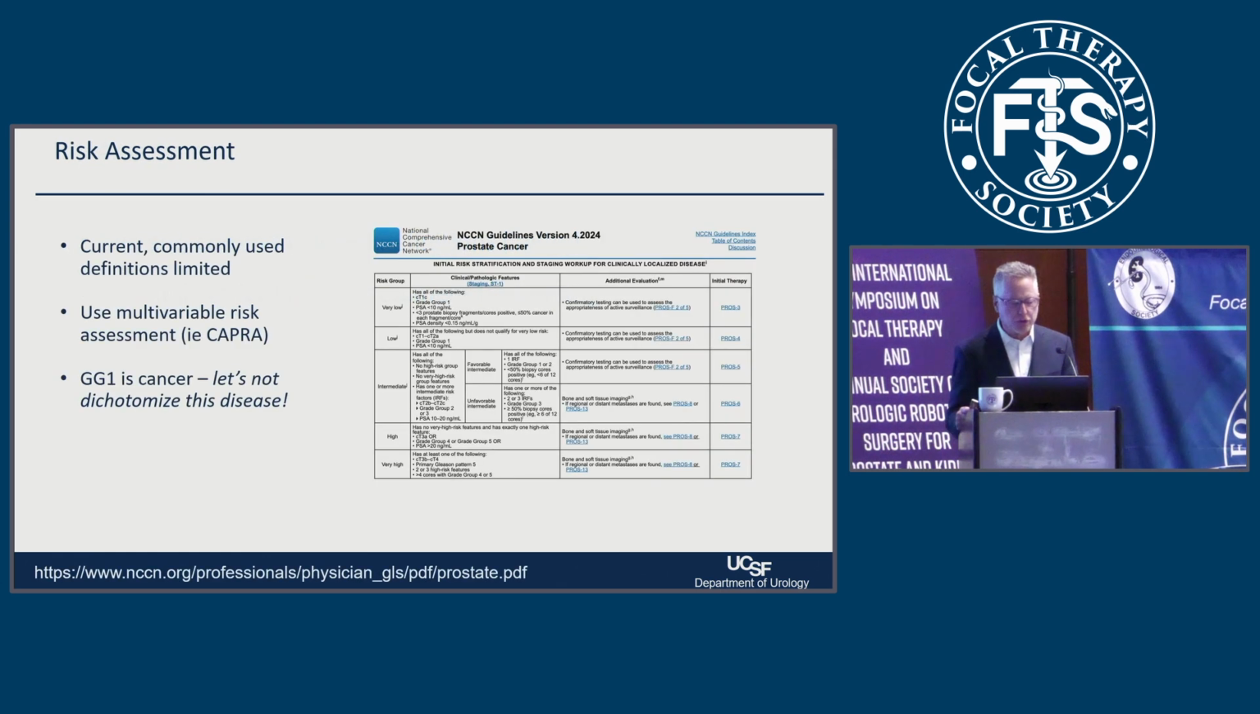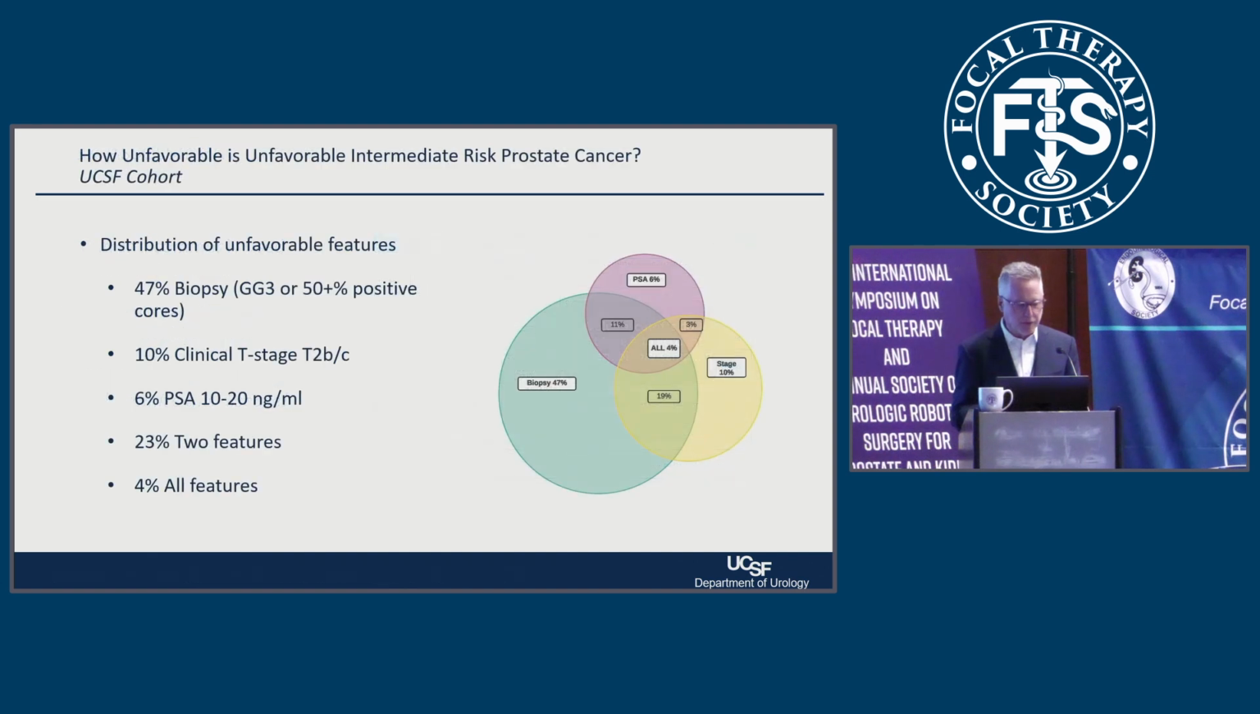A lot of the intermediate risk patients are actually low-risk patients. And in the era of targeted biopsy, the volume cutoffs in NCCN do not account for the modern biopsy sampling. We're seeing this now where lesion-directed biopsy alone, or in fact where the target is oversampled, and we see this a lot, and it overestimates risk. Gleason grade 1 is a cancer. Let's not dichotomize this disease. I have a letter coming out soon criticizing this movement towards renaming Gleason grade 1.